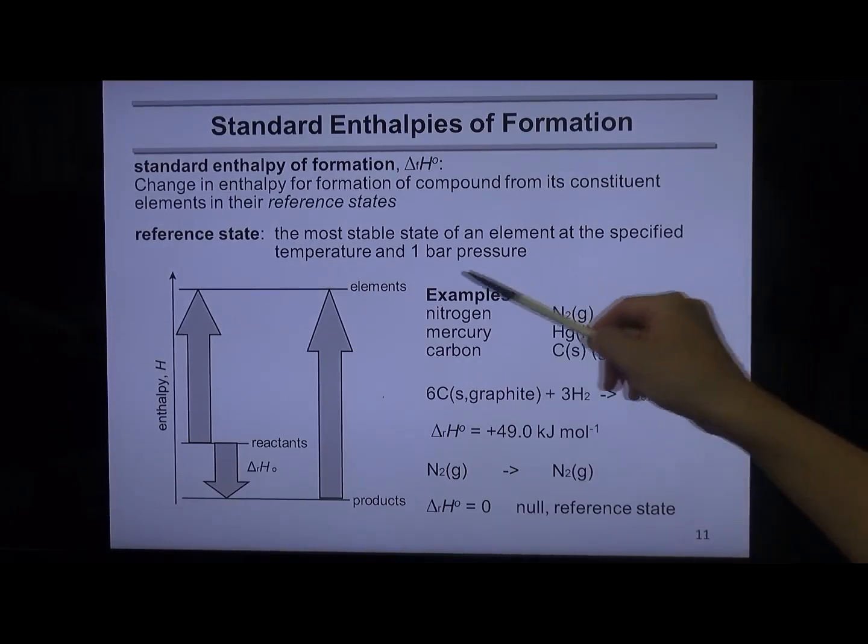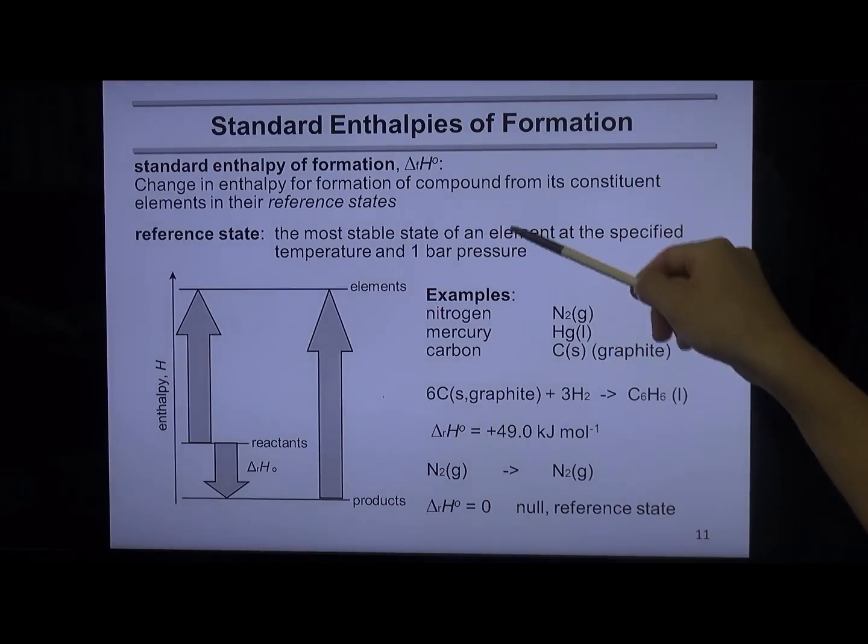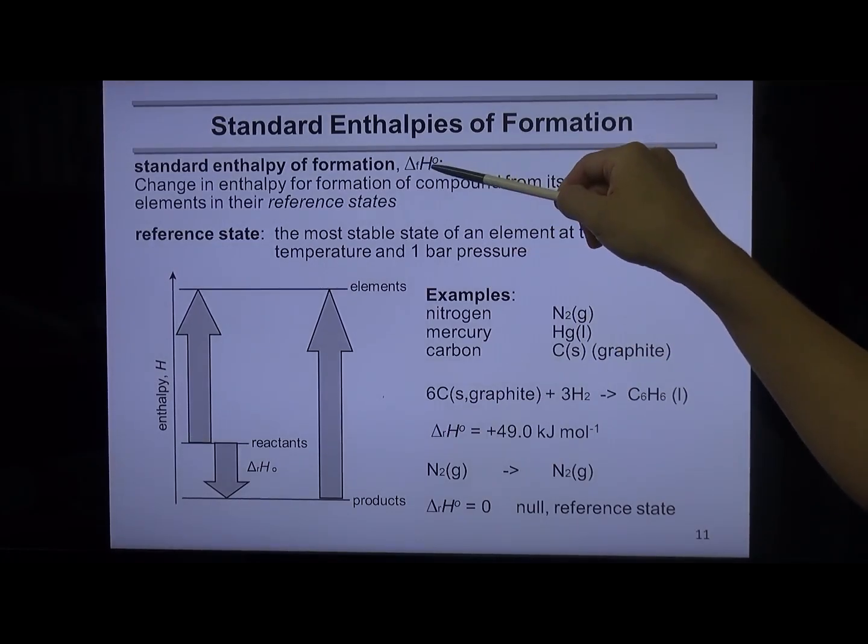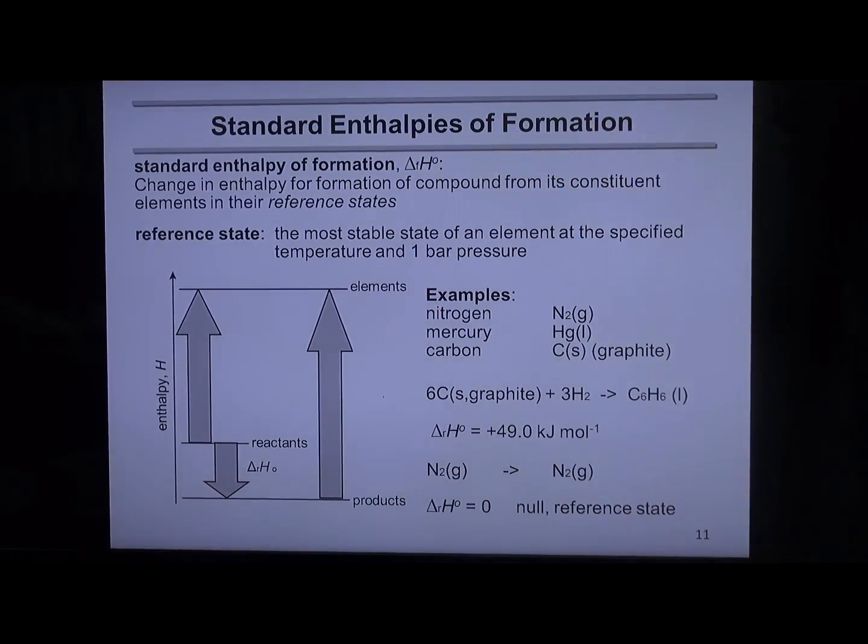So, since we have a reference point of enthalpy of 0, we can determine the standard enthalpy of formation to make those compounds. For example, let's consider this compound, C6H6, which is benzene, actually.